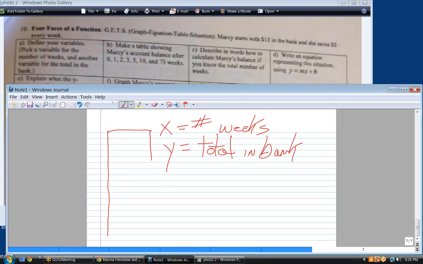I'm going to make a table right here. Got X and Y. We got 0, 1, 2, 3, 5, 10, and 73. What is her bank balance after 0 weeks? 12. What's her bank balance after 1 week?